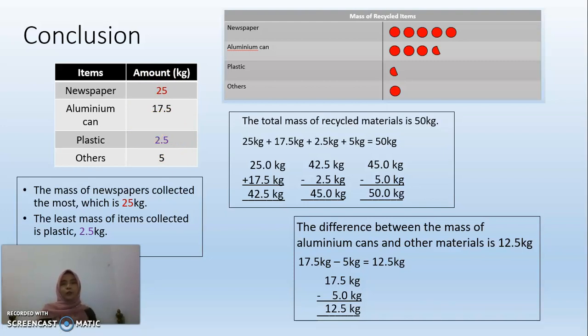Okay, the next one, we can also conclude the difference between the masses. For the example here, the difference between the mass of aluminium cans and other material is 12.5 kilogram. How do we find out? We subtract the amount of other items from the amount of aluminium can, 17.5 kilogram. So 17.5 kilogram minus 5.0 kilogram equals 12.5 kilogram.